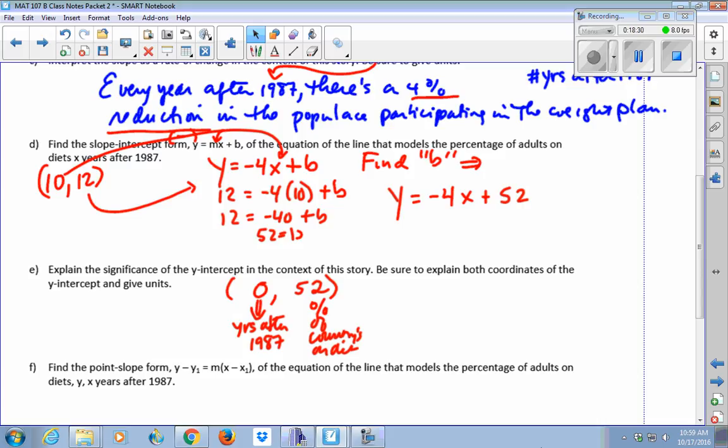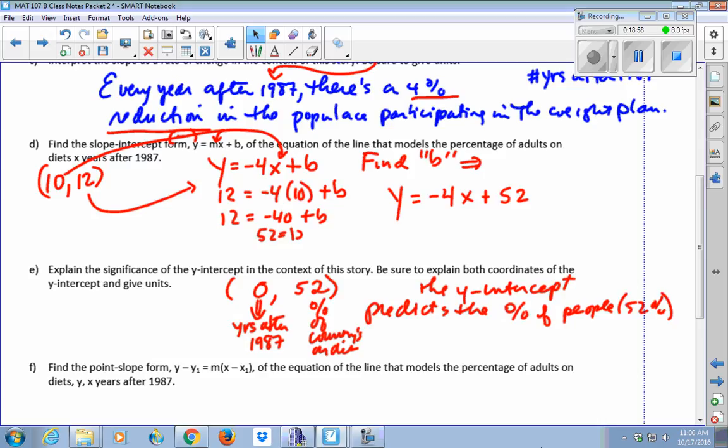All right, so the y-intercept predicts, what did you say? The percentage of people? And what percentage is that? 52% has to be in there. The number 52 has to be in there in 1987. And remember, the 1987 corresponds to x being 0. Good. Thank you, Ira.